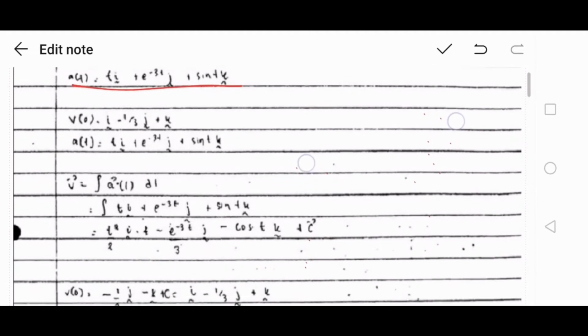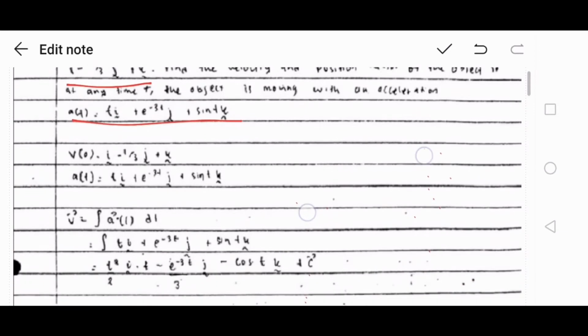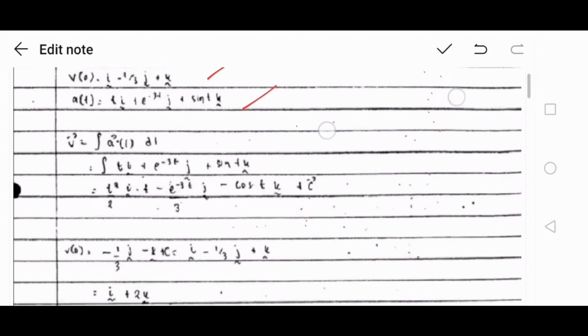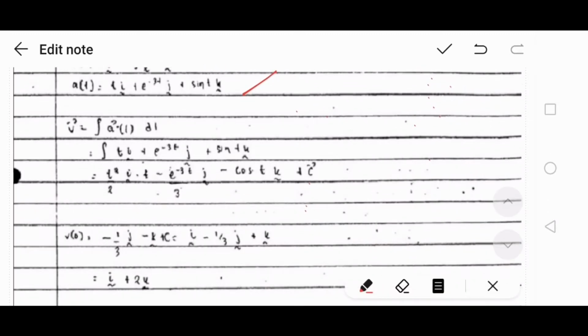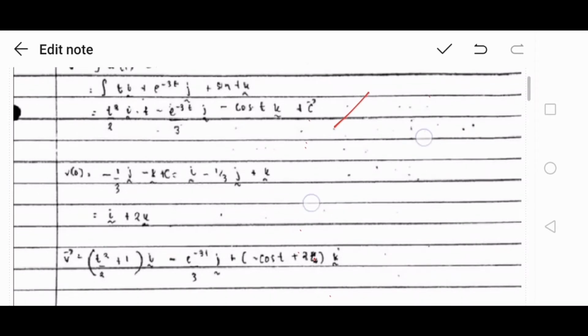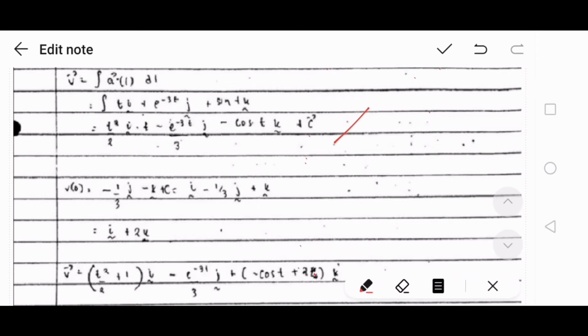Okay, from the question we know that v(0) is equal to i minus 1 over 3 j plus k and a(t) as given. Then first, to find the velocity, we must integrate a(t) dt. Then we get velocity t squared over 2 i minus e power of -3t over 3 j minus cos t k plus c. Then we get v(0) equal to -1 over 3 j minus k plus c.